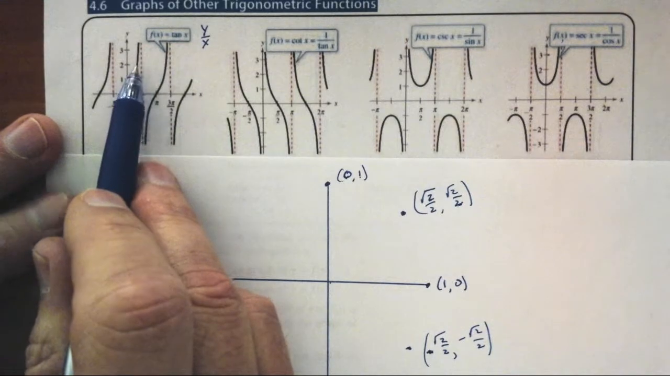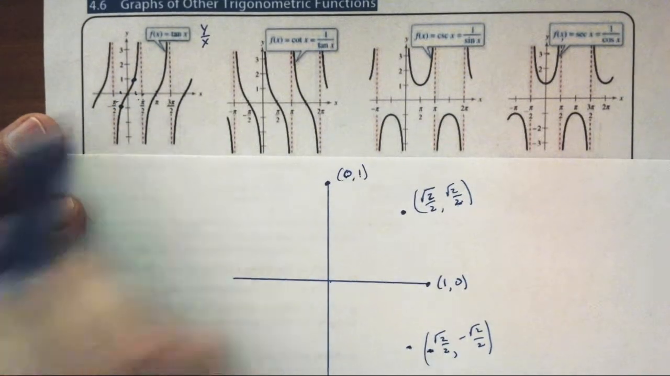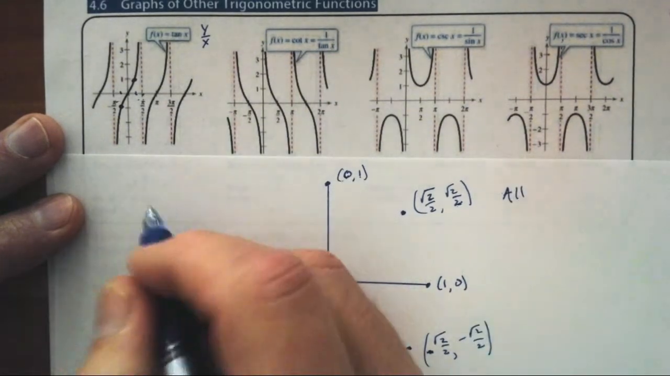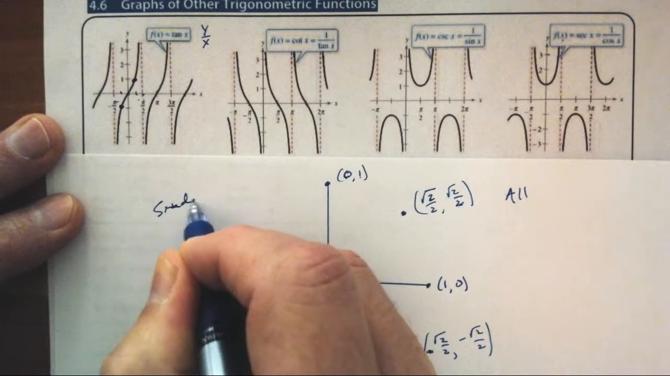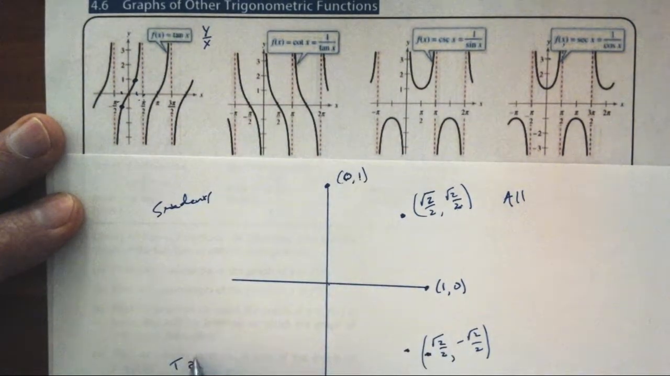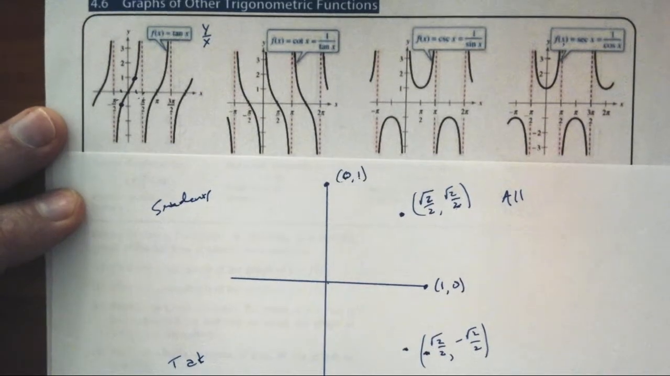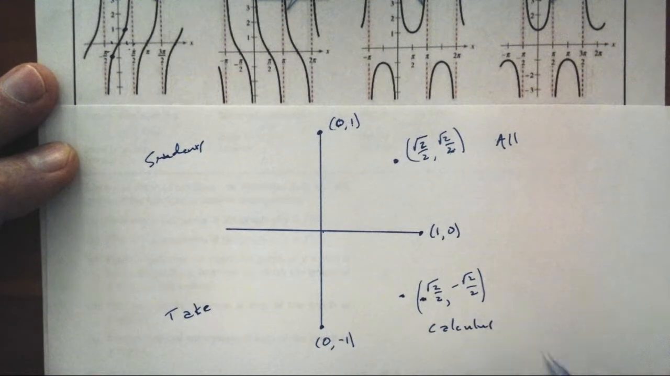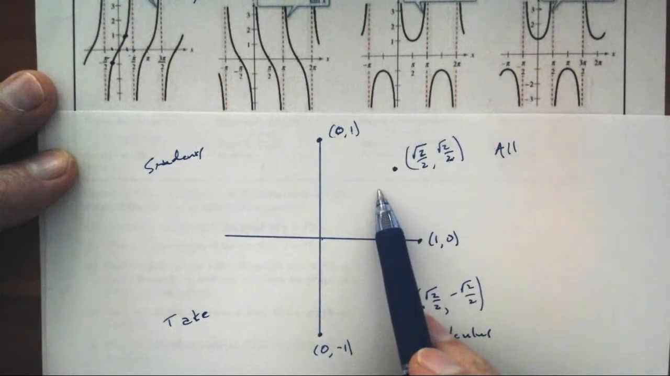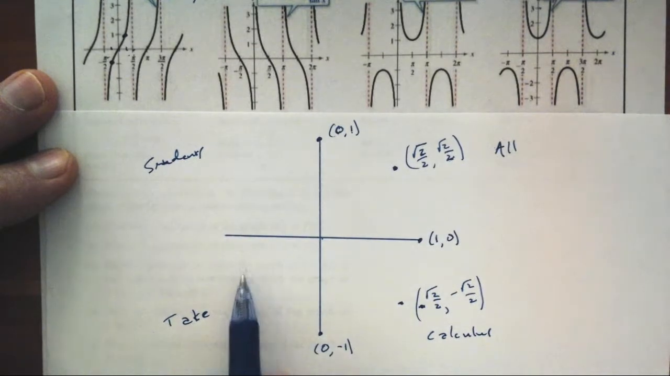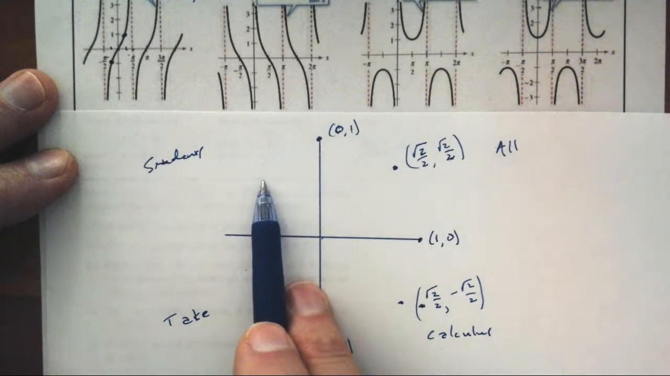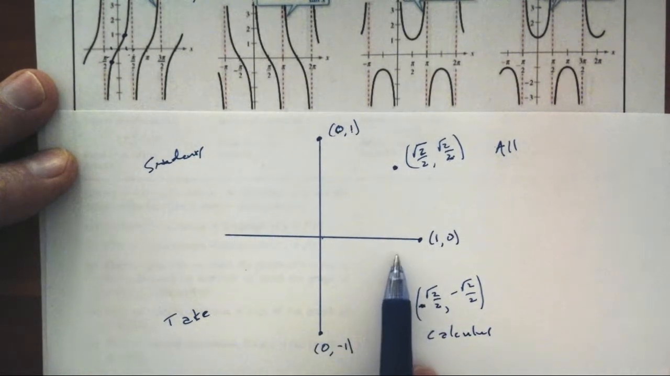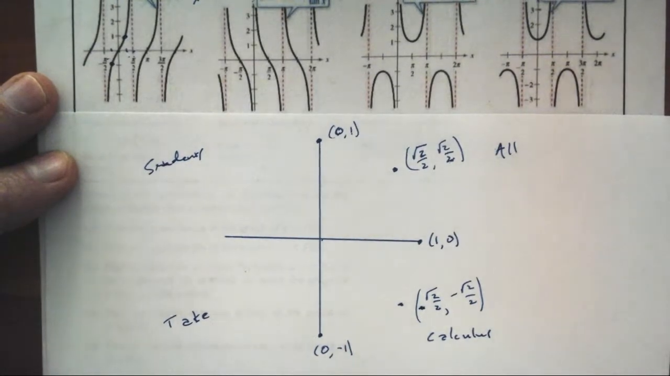Notice it's always increasing, but its period is only pi, and that has a lot to do with, we've talked about quadrant 1, all, quadrant 2, students, quadrant 3, take, and quadrant 4, calculus, being all trig functions are positive here, sine is positive here, tangent's positive here, cosine's positive here. So tangent's negative, goes positive, negative, positive, negative. In other words, it repeats its process of positive, negative every 180 degrees or every pi units.